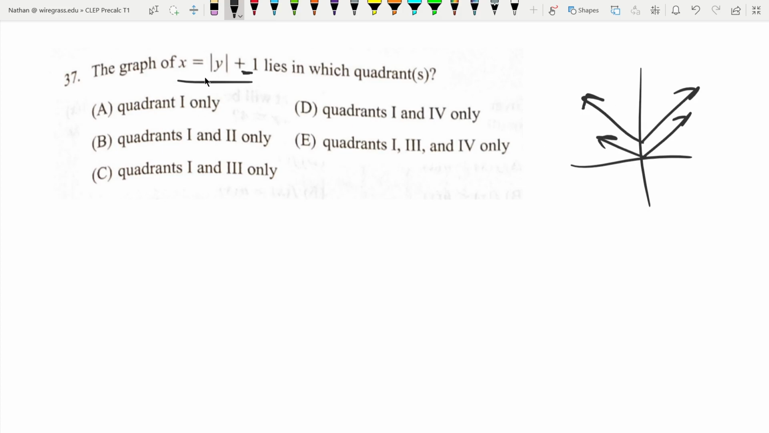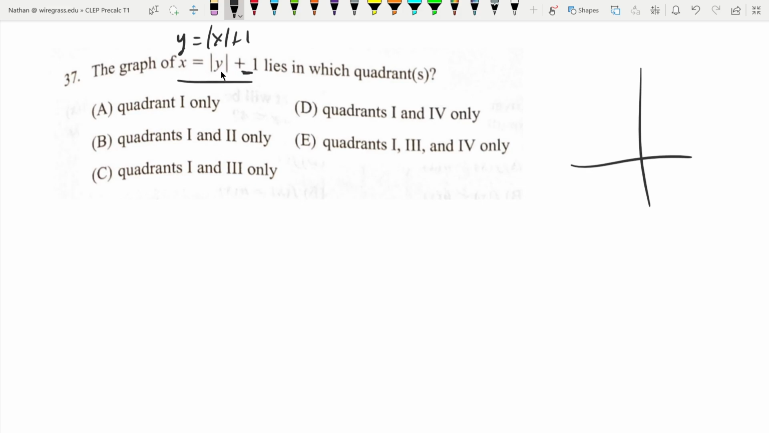But this is not what we have. That would be y equals the absolute value of x plus 1. Instead, we have x equals the absolute value of y plus 1. So if you were to think about that, well, if y was 1, we would get 1 plus 1, x would be 1. Or sorry, x would be 2.